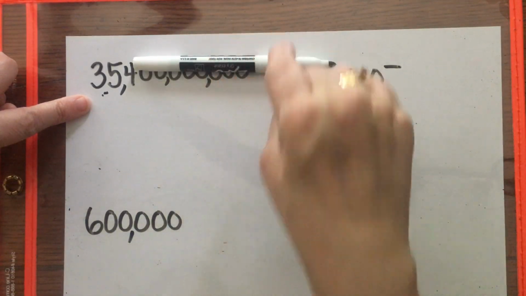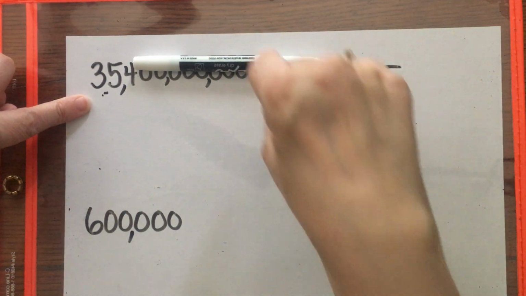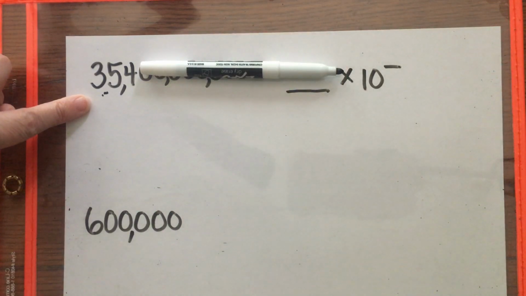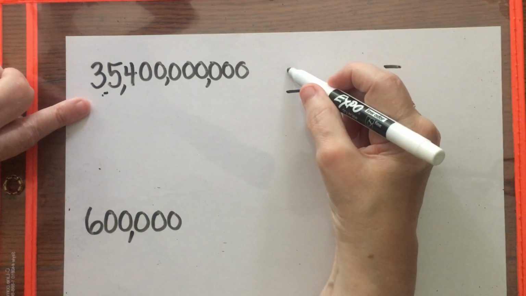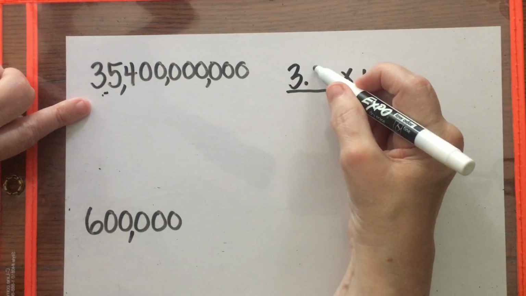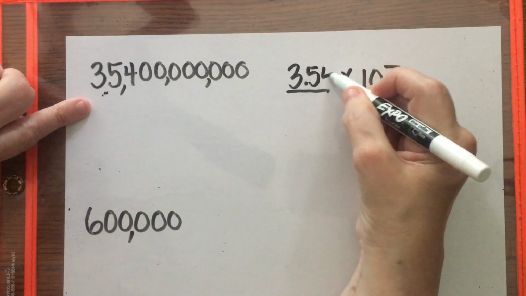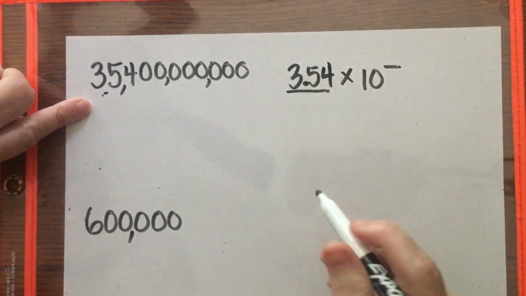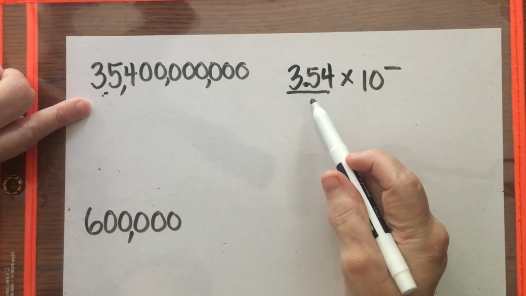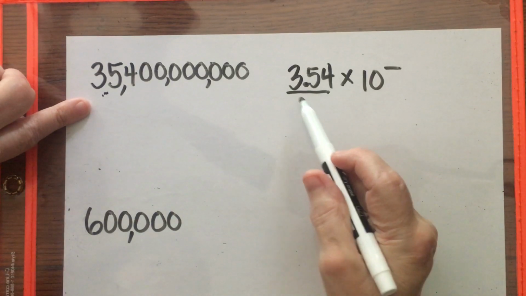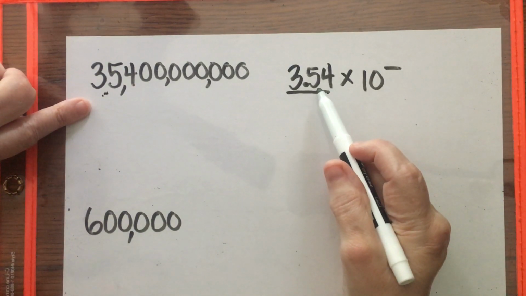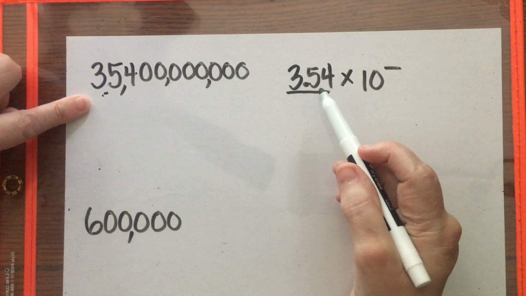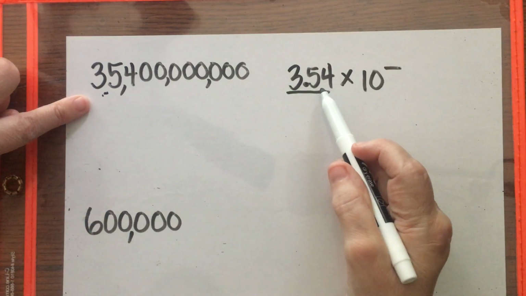Whoop, or maybe not. Oh, it's hard to see because of the tilt. Then I have my 3.54. So my mantissa is 3.54. That is my mantissa. This number is 1 or greater, but less than 10. If you messed up and moved it over here and it was 35.4, that would be incorrect because that number is not less than 10.